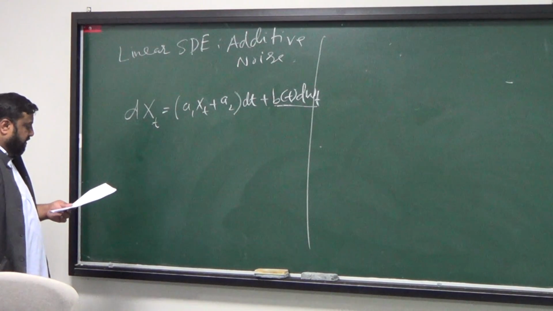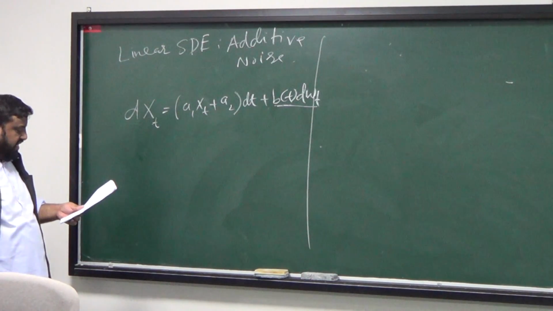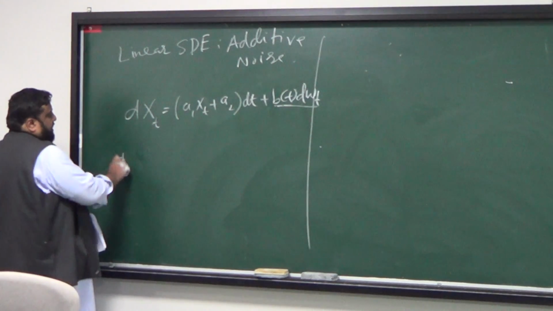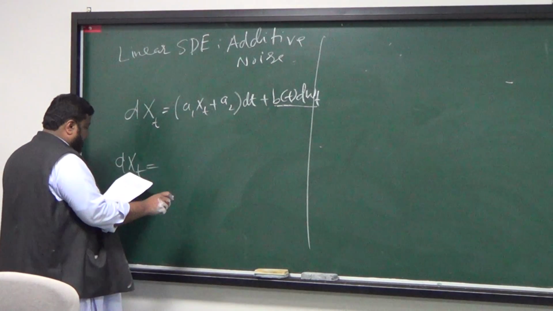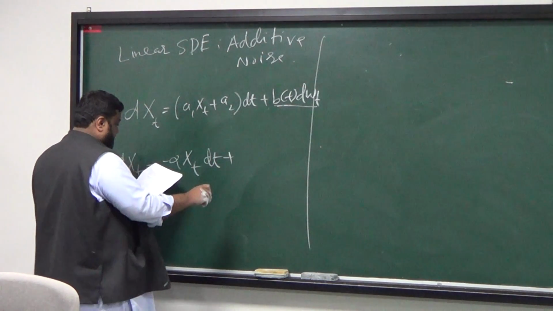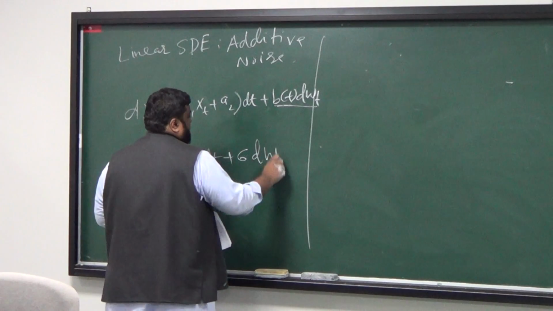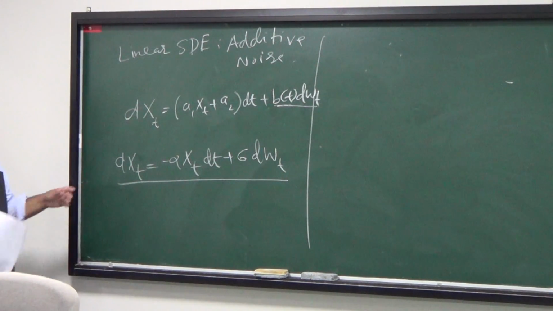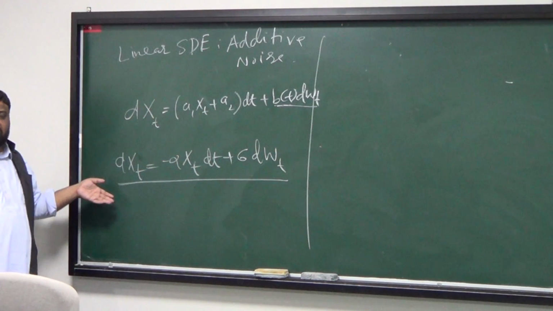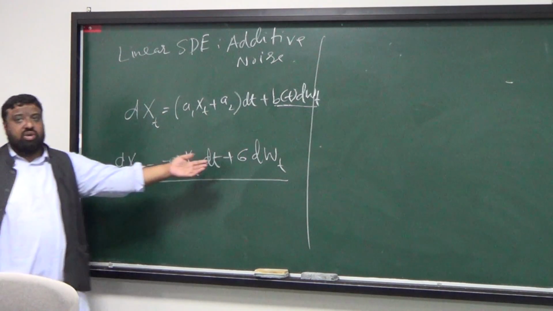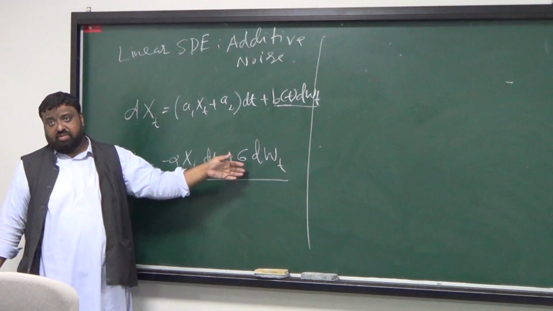Then, if you get into these notes, it gives a different example. Let's take dx_t = -alpha x_t dt + sigma dW_t. Remember, we call this the Langevin equation. That's really the Langevin equation, and it's an equation with additive noise.